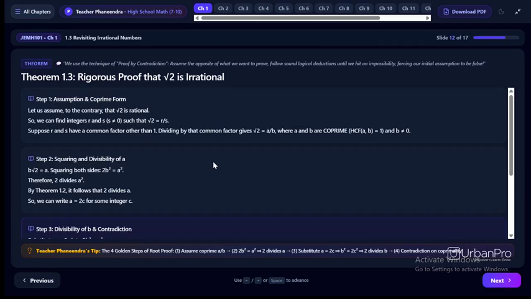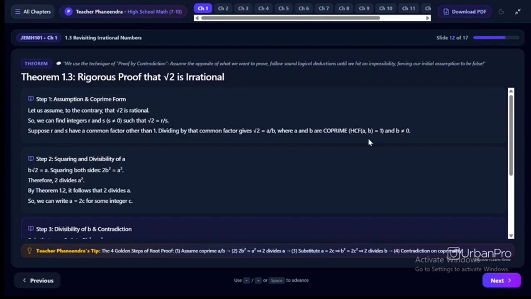So let's start. Let's assume root 2 is a rational number, then root 2 must be in the form R by S, where R and S can be any positive integers. If R and S have a common factor other than 1, then it can be written as A by B. Then the equation becomes root 2 is equal to A by B, where A and B are co-prime. If A and B are co-prime, students, what do we know? We know that the HCF of A and B is equal to 1, right? And B is not equal to 0.